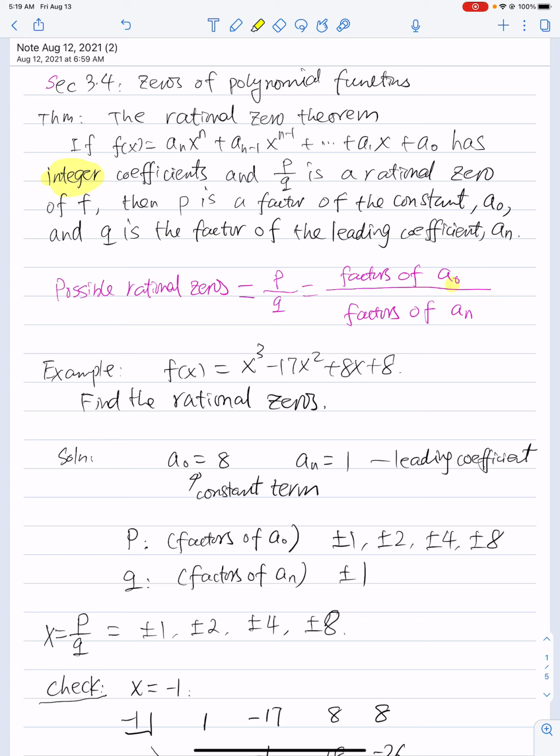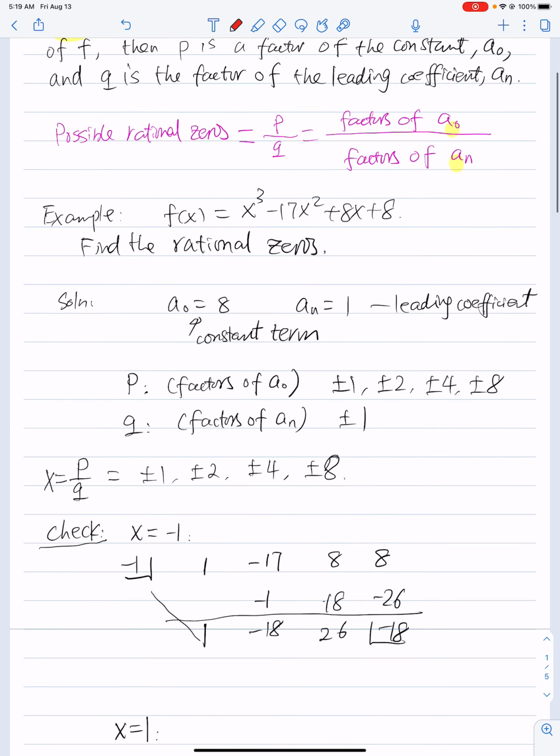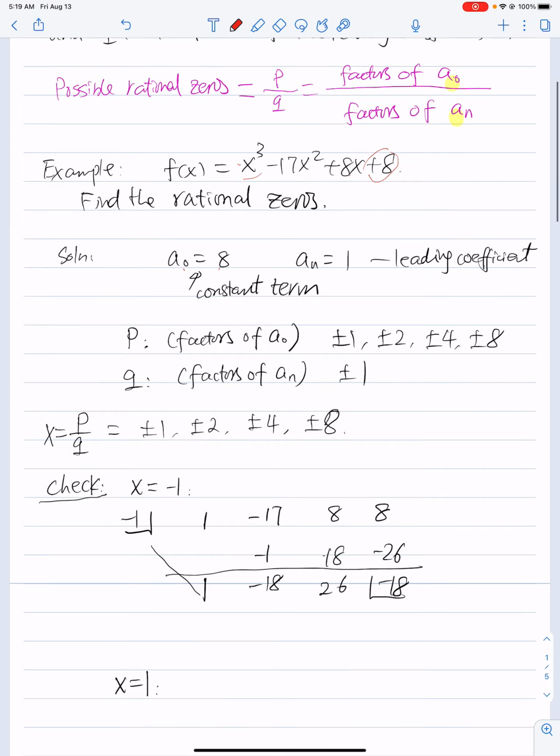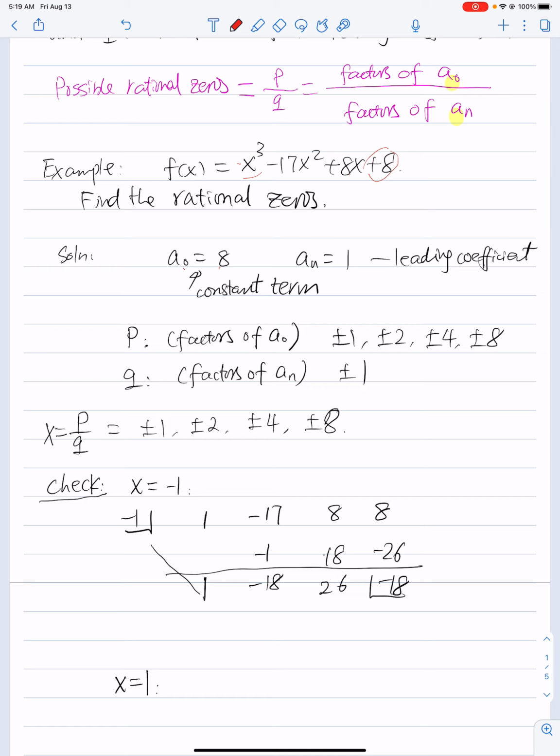Okay, so now let's look at the example. x cubed minus 17x squared plus 8x plus 8. Find the rational zeros here. Okay, in order to use the theorem, what is a0? It is the constant term, which is 8. What is the leading coefficient? Which is the coefficient of x cubed, yeah? So it is equal to 1.